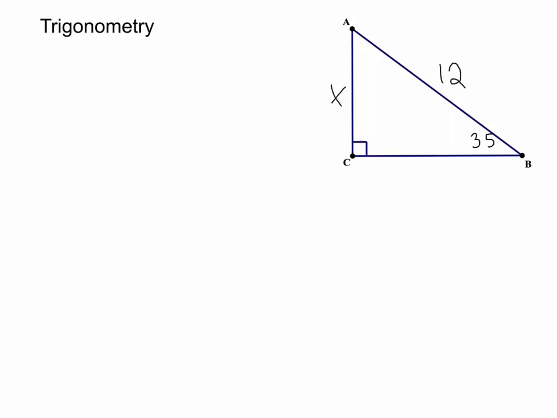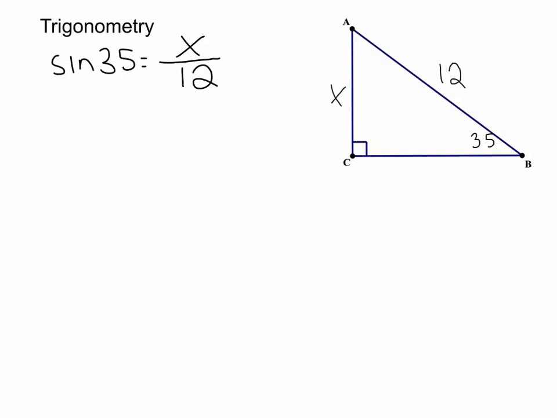Let's use our trig functions, in particular sine and cosine, to find missing side lengths. Let's take this example. B is 35 degrees. We're looking for AC, which is x, and we know the hypotenuse is 12. So we have opposite and hypotenuse, and opposite over hypotenuse is our sine function. So I'm going to have the sine of my angle, 35 degrees, equals my opposite side, x, over my hypotenuse, 12.